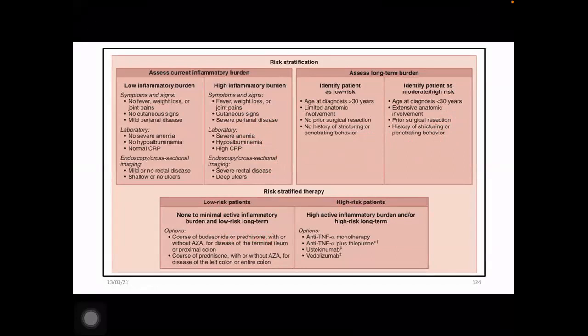In Crohn's disease, remember, mesalamine doesn't play any role because it acts mainly in the colon, doesn't act in the small bowel. So in Crohn's disease, mesalamine doesn't have any role. If it's low risk, you can give budesonide or prednisolone. But if it's a high risk patient in Crohn's disease, it's better to go for infliximab. Fine. So most of the time in Crohn's disease, the patient will need infliximab.